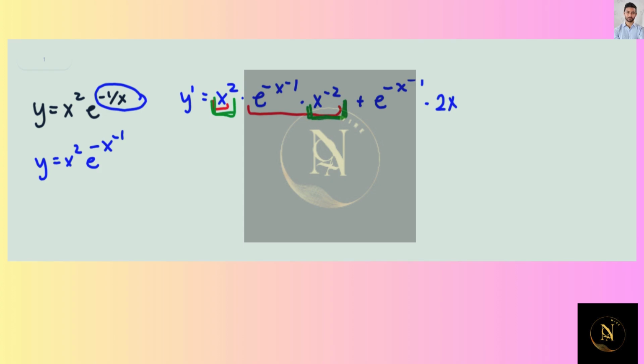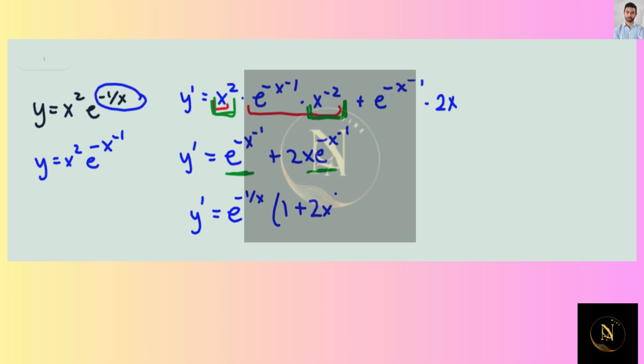If you add the powers on x there, you get x to the 0, and x to the 0 is 1. So that term is actually just e to the negative x to the -1. And then the other term is 2x times e to the negative x to the -1. So we can factor e to the negative x to the -1 out of both of those terms, and it's time to rewrite it back in its original form, e to the -1 over x. That's being factored out, so what we have left in the first term is just 1, and what we have in the other term is 2x. So we have 1 plus 2x times e to the -1 over x.